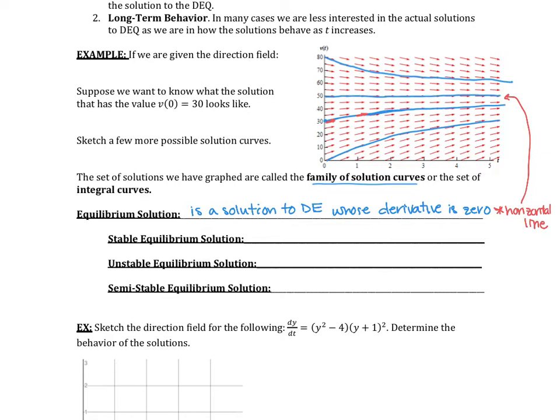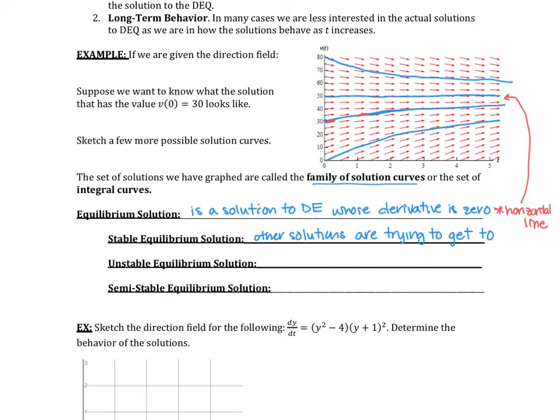Now, equilibrium solutions actually have three different types really, and these are best understood when we look at a slope field. But we have a stable equilibrium solution. A stable equilibrium solution is one where other solutions are trying to get to it. So a stable equilibrium solution is one where the other solutions are trying to get to it.